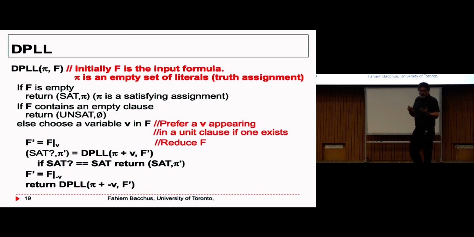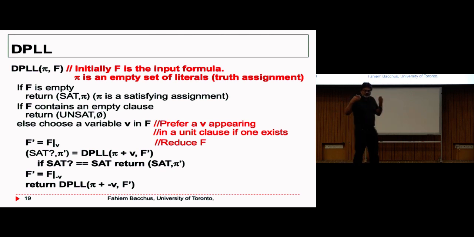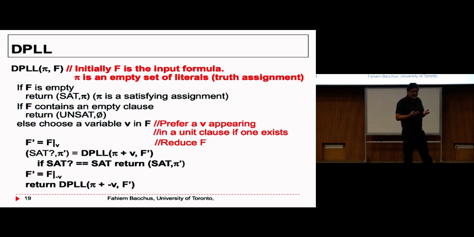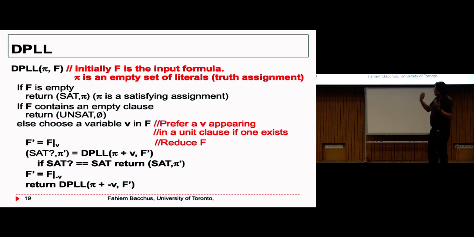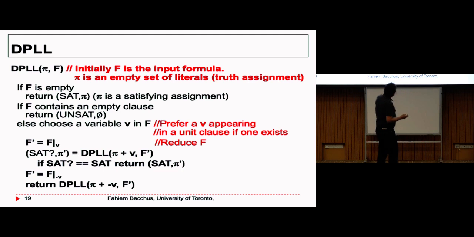Otherwise, you don't have one of these situations where you know the answer yet. So now you pick a variable, v, and you try to assign v to value true. You reduce the formula by that assignment, and you recursively call yourself with the assignment augmented by v. If that result is sat, you don't need to go any further. But if it's unsat, you need to try the other side. So now you have to reduce F by not v, and then do the recursion there. Okay?